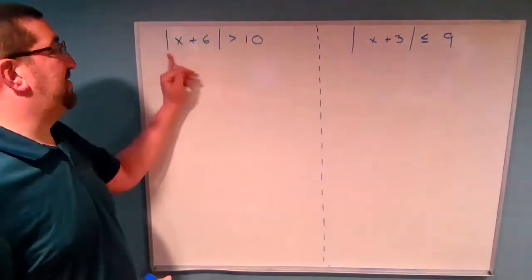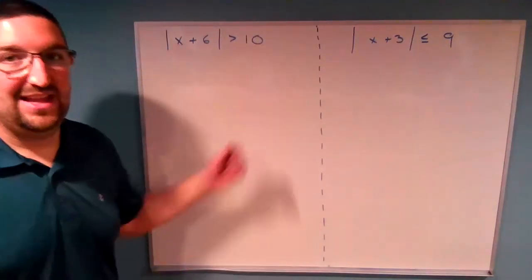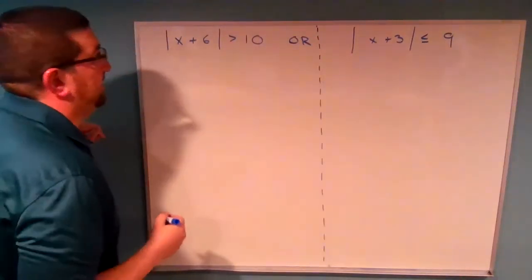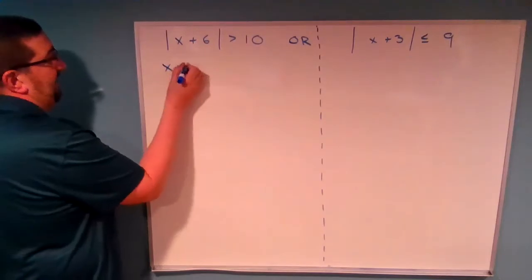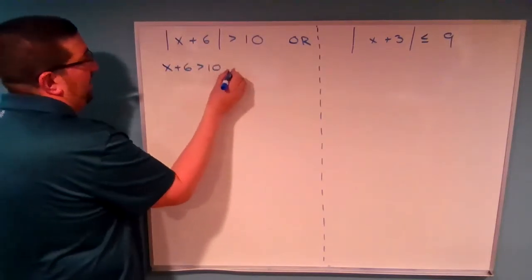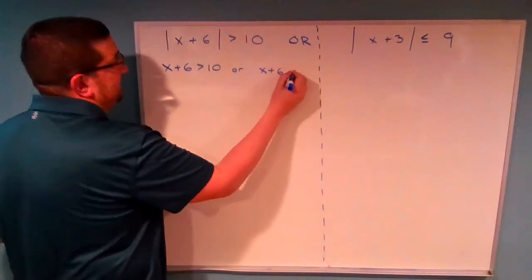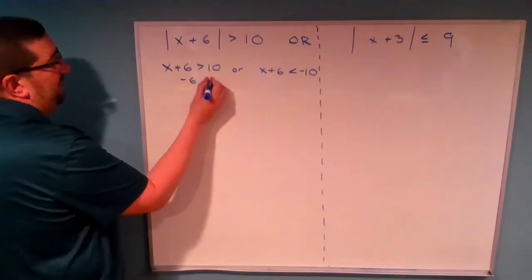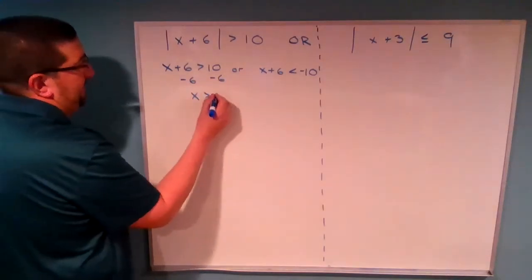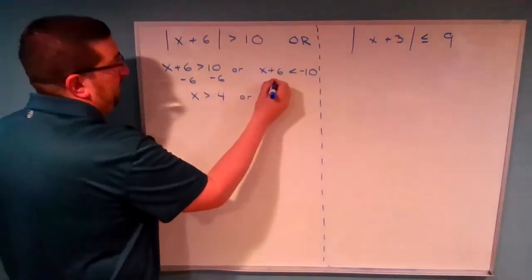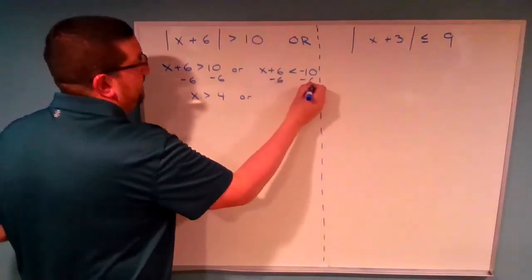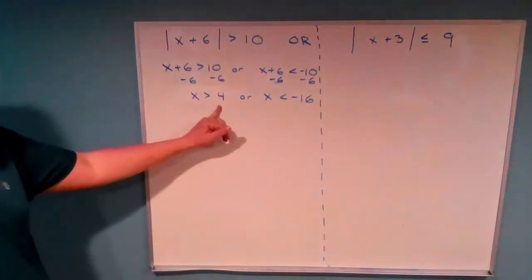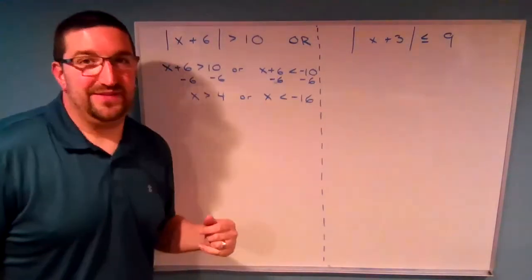So we have the absolute value of x plus 6 is greater than 10. Because of this greater than symbol, this is going to be an OR statement. So it is going to be representative of x plus 6 is greater than 10, or x plus 6 is less than negative 10. We solve both of those down by subtracting 6. So here we have x is greater than 4, or x is less than negative 16.